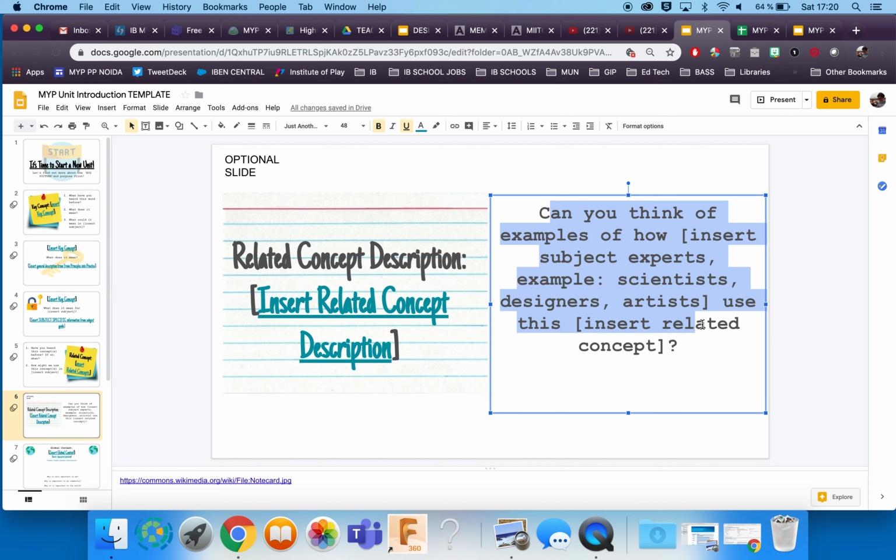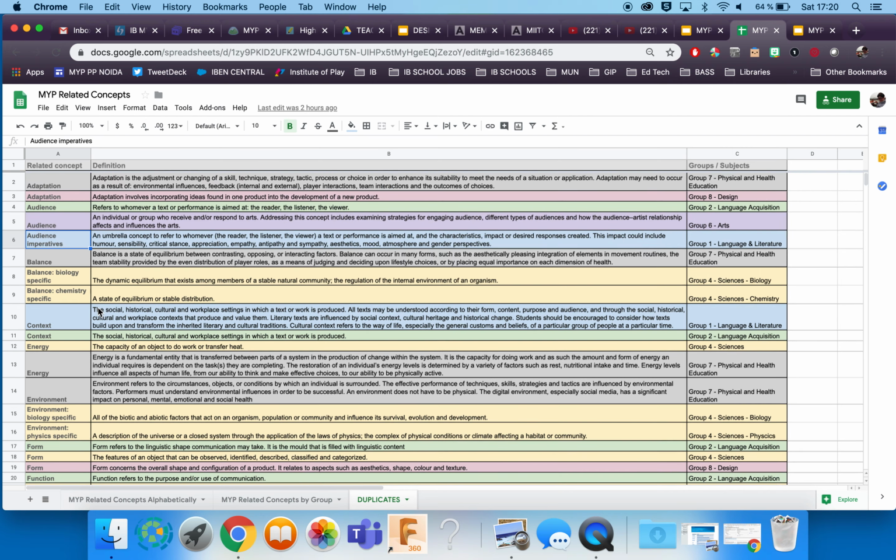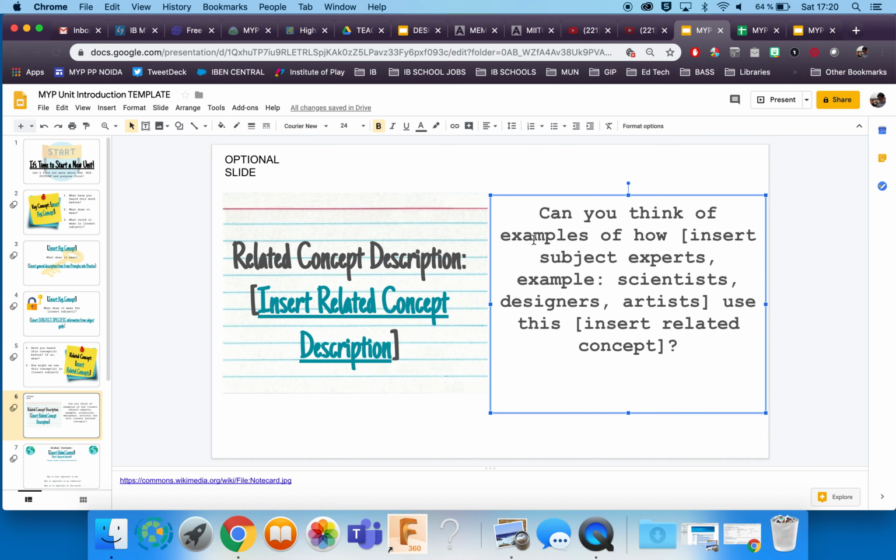Okay, and this is kind of a long piece of text, but what you would do is you would add in the experts for your subject and then the concept. So say, for example, you are a scientist and you're looking at balance. You could say, can you think of examples of how scientists use balance in their practice, or can you think of examples of how scientists explore balance? Sorry, this is such a clumsy part of the template.